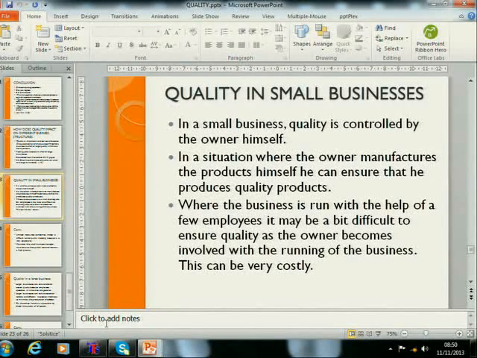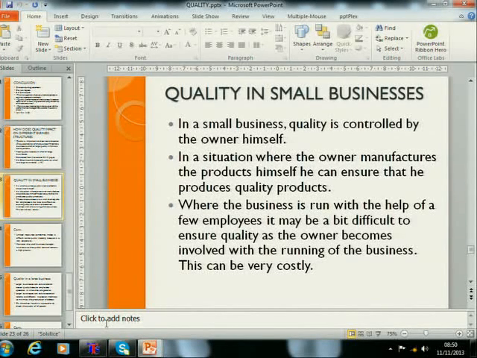negative impact. In a small business, quality is controlled by the owner himself. We are now talking about how quality impacts in a small business. Remember that it is controlled by the owner himself. In a situation where the owner manufactures the products himself, he can ensure that he produces quality products. You are the owner of the business, you produce yourself. You can always ensure that what you are producing is of high quality or of superior quality.